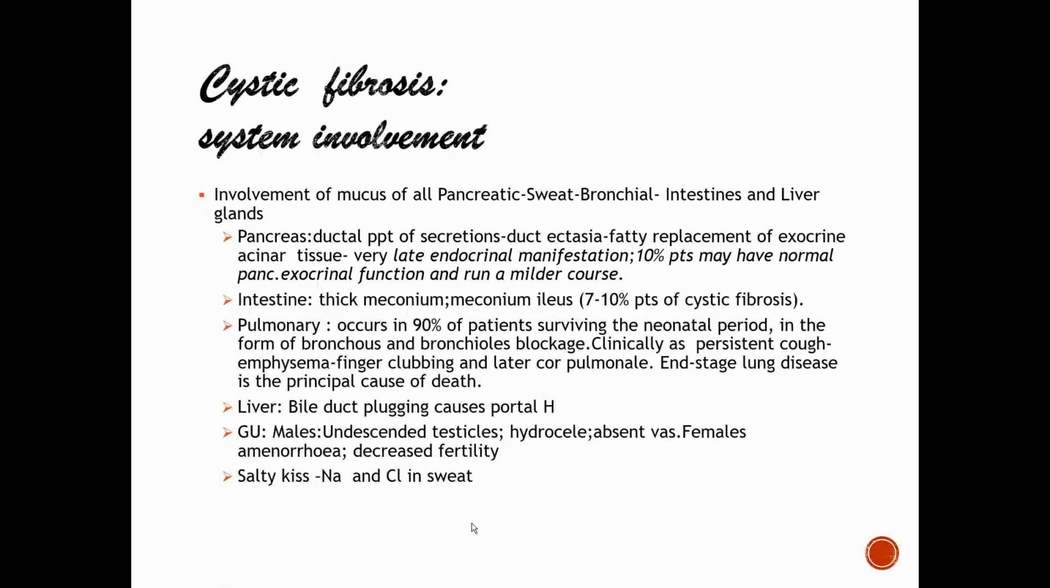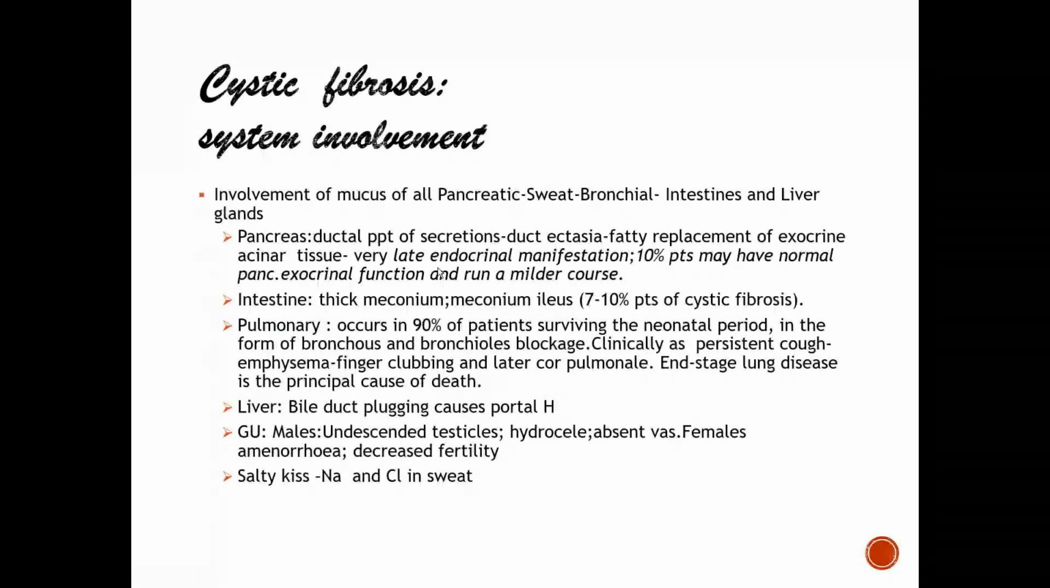So it's going to involve the pancreas, the sweat glands, the bronchus, the intestine, that means the lung level, the intestines, and the liver gland. In the pancreas, you have a ductal precipitation of secretions, leads to duct ectasia, fatty replacement of exocrine acinar tissue. So what is happening is that the acinar tissue now tends to get replaced by fat. Why? Because there's a blockage of the duct, the acini go into disuse and they atrophy. And the islet cells are the last to suffer. So you have very late endocrine manifestation in cystic fibrosis.